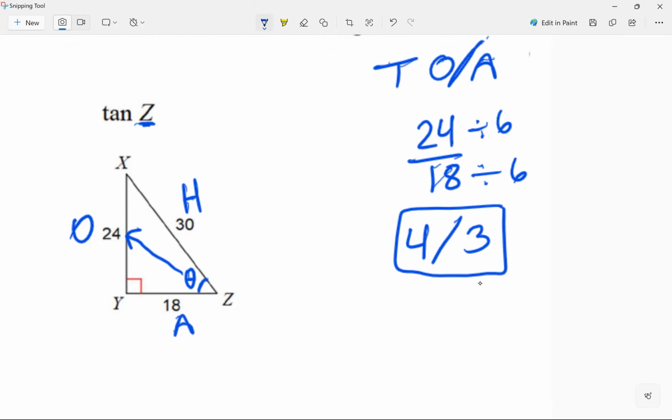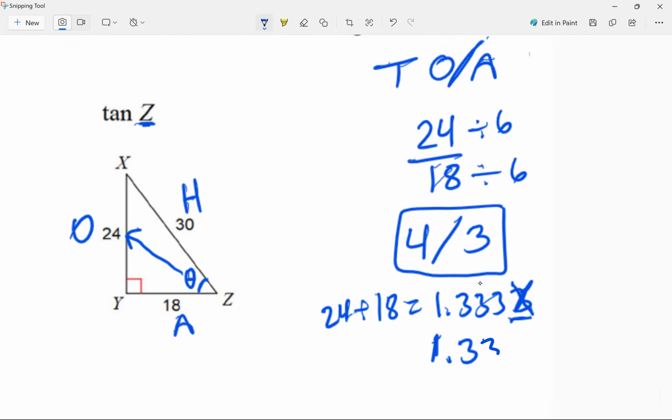Now, if you don't want to simplify from the beginning, we could have gone 24 divided by 18. According to my calculator, 24 divided by 18 is 1.3333, and a bunch of threes. My fourth decimal number is a 3, which is small because it's 4 or less. So I'm just going to ignore it, and I'm going to call this 1.333.